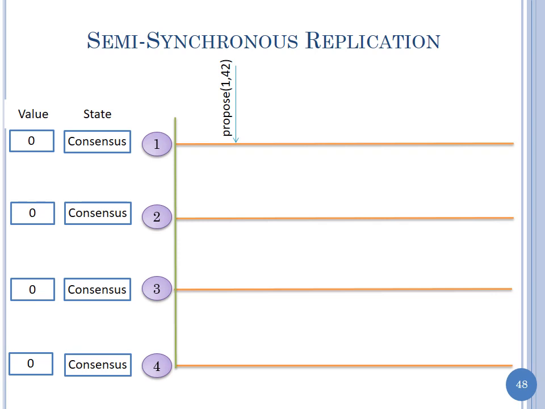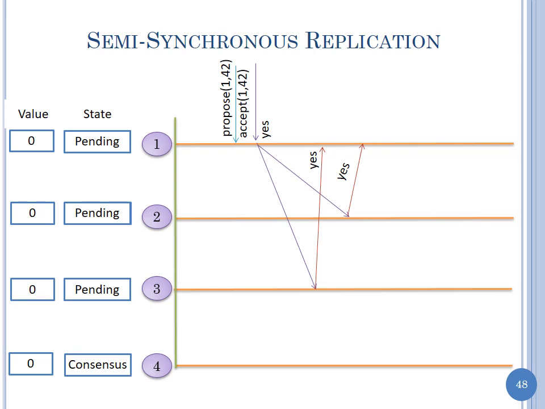The proposer proposes a value. It's accepted locally, becomes pending. Yes. It sends the value to another site too. That also says yes. Sends it to another site. Sends yes. And it goes and sends a learn notification to everybody. Okay.